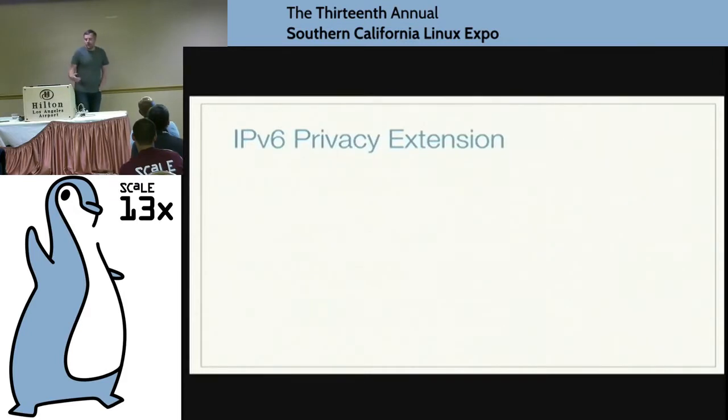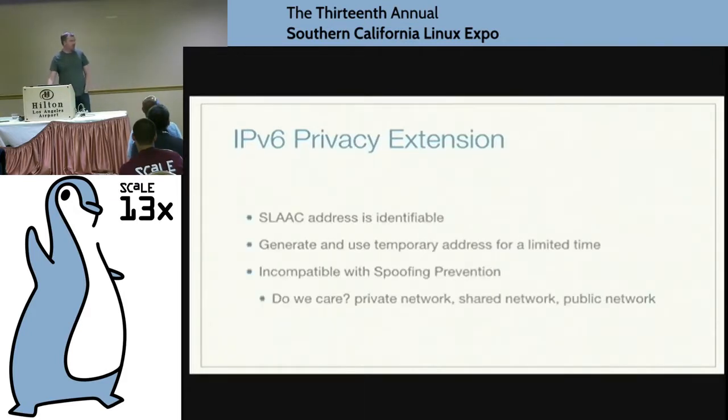Privacy extensions. I talked a little earlier about how your SLAAC address is identifiable if you're using the MAC address to generate it. What happens in a lot of IPv6 stacks is you can generate and use a temporary address for a limited configured amount of time. If you were to look on your laptop now and ask what is my IPv6 address, it's probably going to come up with the private temporary address versus your well-known preferred address. This makes it harder for people to track you, to say, I was in this coffee shop yesterday, I'm going to be in this coffee shop tomorrow, because they have a reasonable idea.